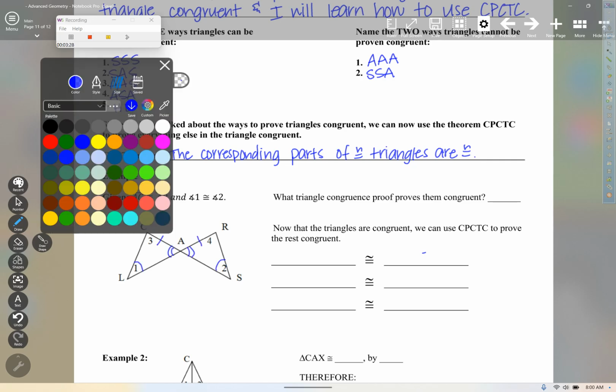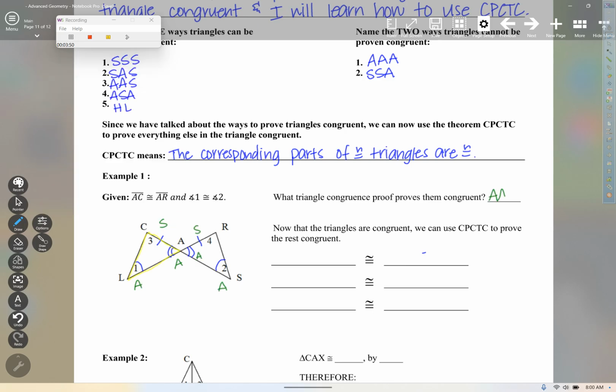Then you're just going to look at one triangle. So I'm going to pick that left one, and I'm going to walk around it, and it's angle, angle, side. And then make sure it matches on the other triangle: angle, angle, side. Yeah, it matches. So it says, what triangle congruence proof proves them congruent? Well, angle, angle, side does, which is awesome.